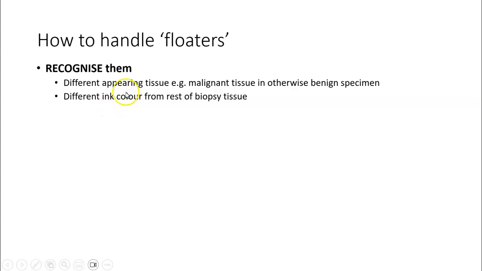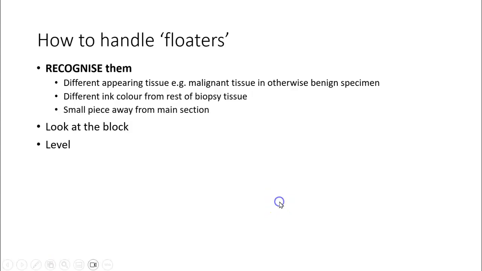If the fragment has a different ink color from the rest of the biopsy tissue, I mean, this is not from your own inking, but when passing small biopsies, for example, if you see a yellow piece and the rest of the tissue is actually blue, then this also may be a clue that you're dealing with a floater. If there is a small piece that's away from the main section, that is yet another clue. So your radar has to be on for this.